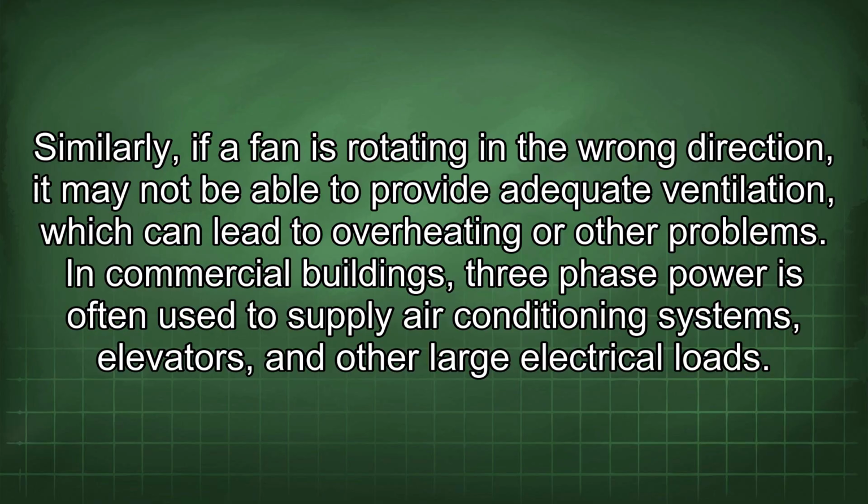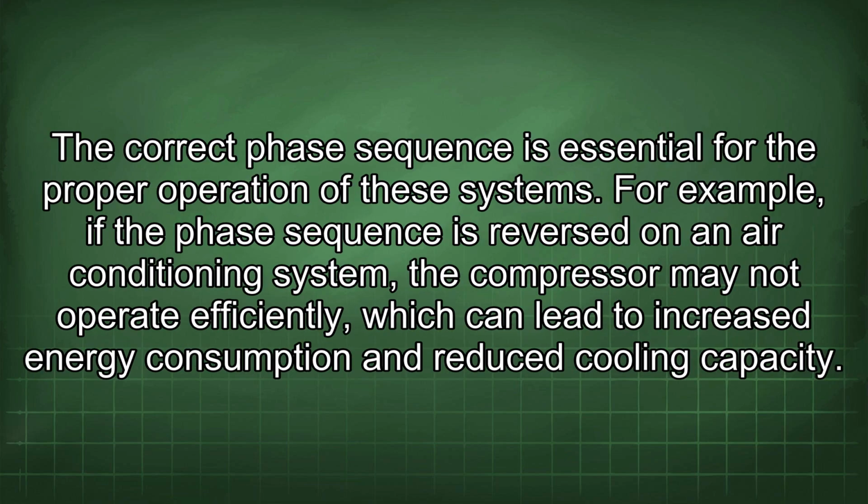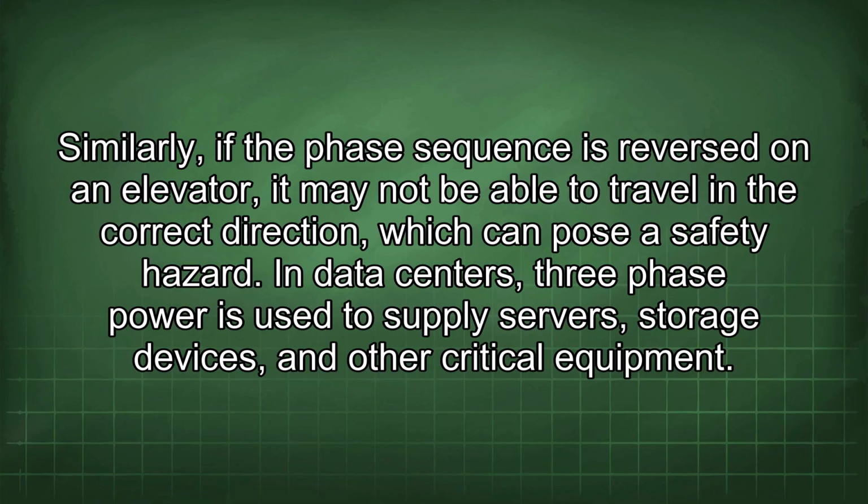In commercial buildings, three-phase power is often used to supply air conditioning systems, elevators, and other large electrical loads. The correct phase sequence is essential for the proper operation of these systems. For example, if the phase sequence is reversed on an air conditioning system, the compressor may not operate efficiently, which can lead to increased energy consumption and reduced cooling capacity. Similarly, if the phase sequence is reversed on an elevator, it may not be able to travel in the correct direction, which can pose a safety hazard.